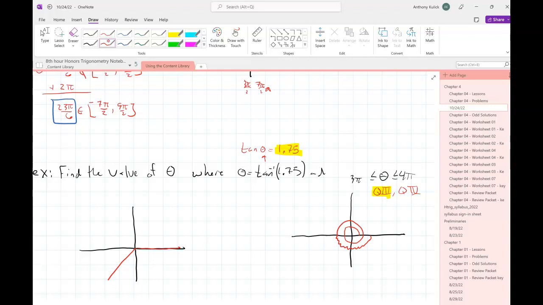Okay. So, what's that angle theta look like? Well, we go around one time, and then around again so that we're between 3 pi and 4 pi, right? Everybody's cool with that?